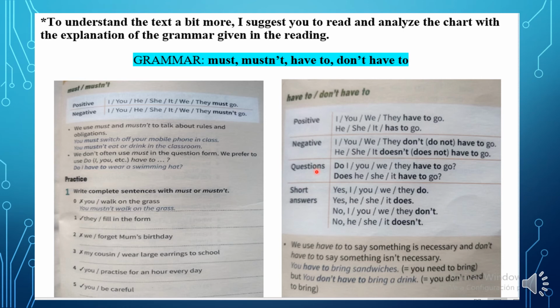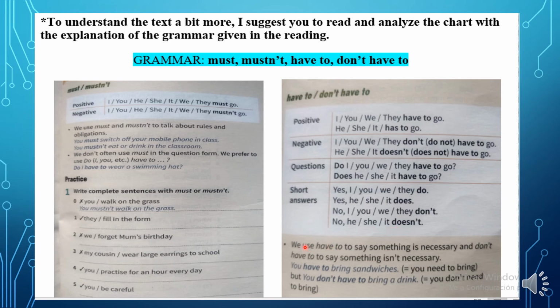And what about the question form? Well, here I have an additional example. Do you or do we, they have to go? Does he or she have to go? The short answers: yes, I, you, we, they do. Yes, he, she does. No, I, you, we, they don't. No, he, she, it doesn't.